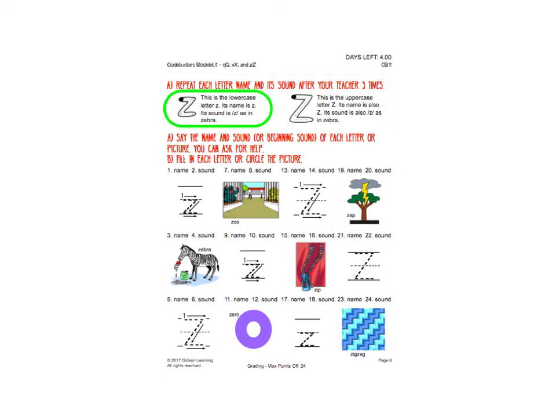This is the lowercase letter Z. Its name is Z. Its sound is Z, as in zebra. Z, Z, Z, Z, Z, Z. And then you can write your lowercase letter Z. This is the uppercase letter Z. Its name is also Z. Its sound is also Z, as in zebra. Z, Z, Z, Z, Z, Z. And now you can write your uppercase letter Z.